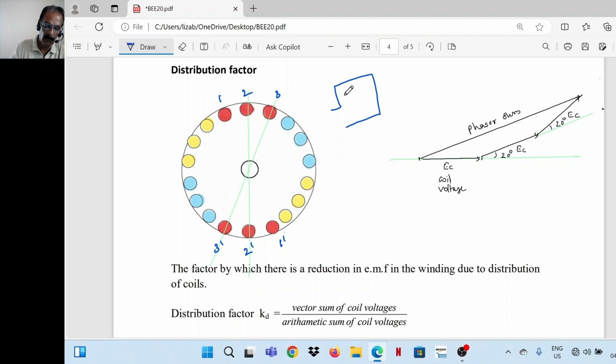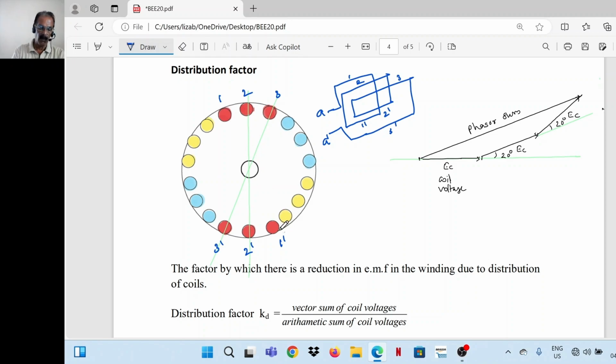This is coil 1, 1 dash. It is connected to 2, 2 dash, which is connected to 3, 3 dash, and the connection comes out. This is A. That means three coils are connected in series, and the EMF in a phase is the sum of the EMFs induced in these three coils in this case.